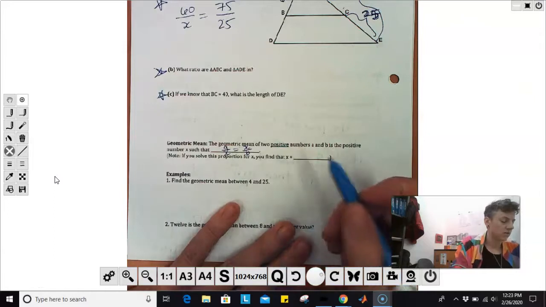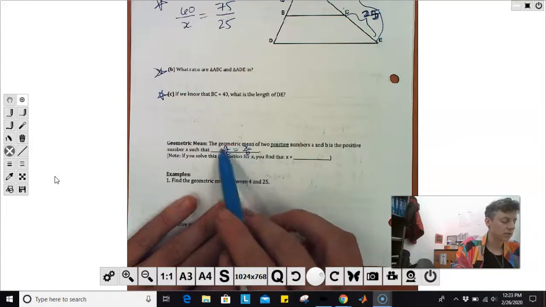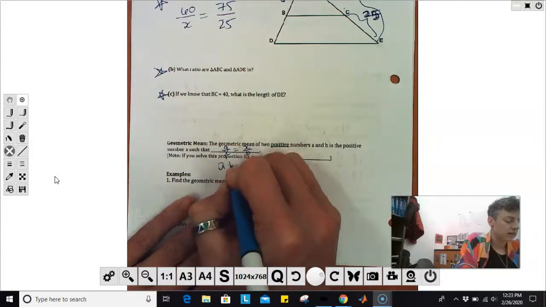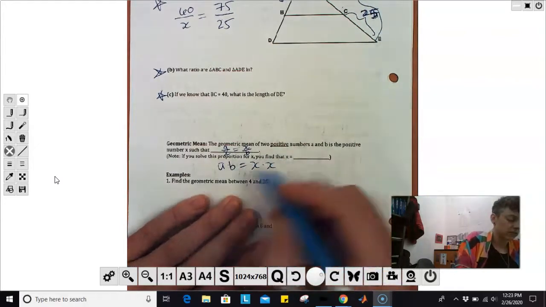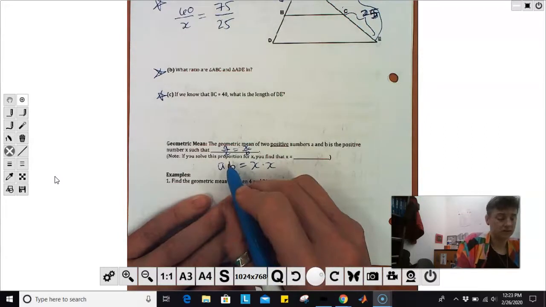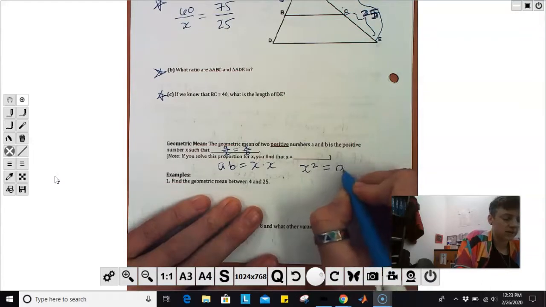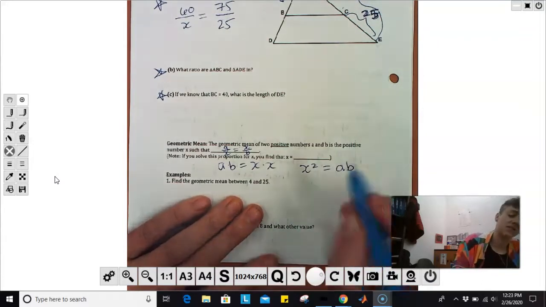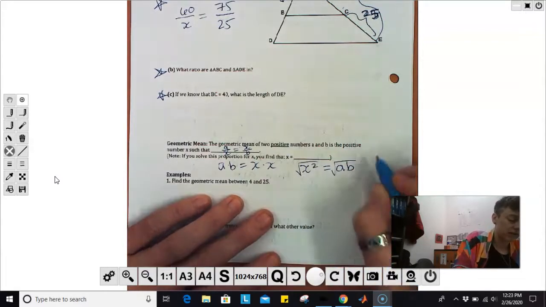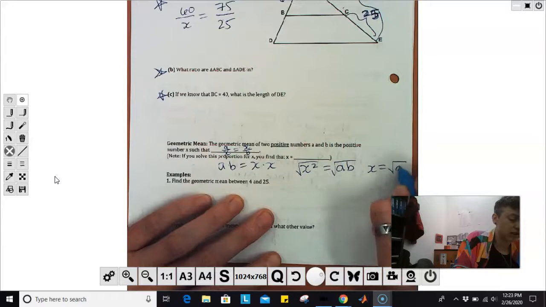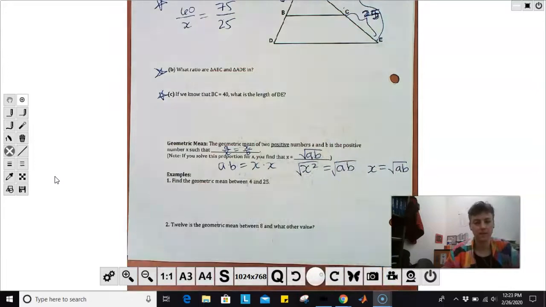So if we think about this, and we solved this ratio by doing our cross product, we do a times b equals x times x. So we'd get, I'm going to flip this around because I like the x's to be on the left. x times x is x squared. a times b is just ab. If we wanted to solve for x, we need to get rid of that square. So we'd get x equals the square root of ab. That's where that comes from.